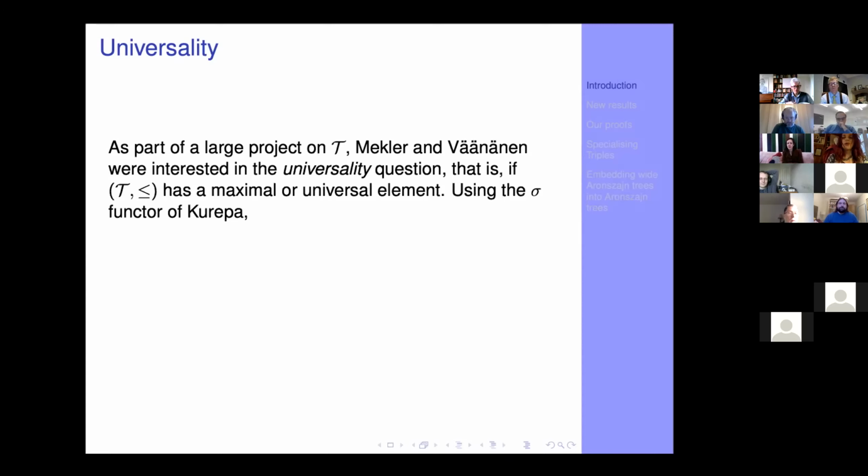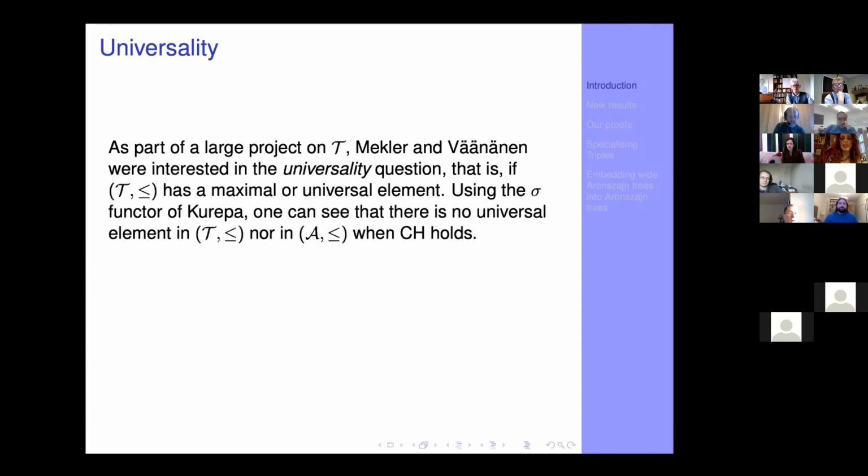And now probably most of you know this very nice result of Kurepa, who invented the sigma functor. The sigma functor is a way to make out of one tree another tree, and this new tree never embeds into the original one. And how do you do that? Well, you simply take your original tree, and then you associate to it the tree of all the increasing sequences in the tree that you started from, and you order it by initial segments. And a little bit of thought shows you that this tree does not embed weakly into the new tree.